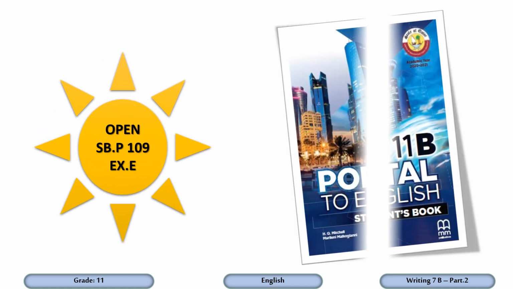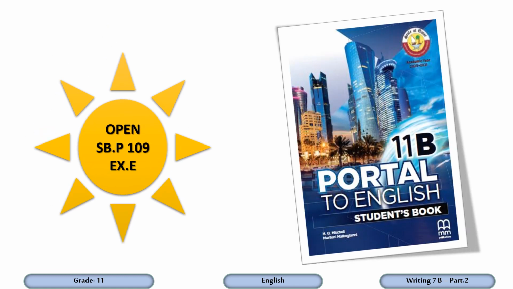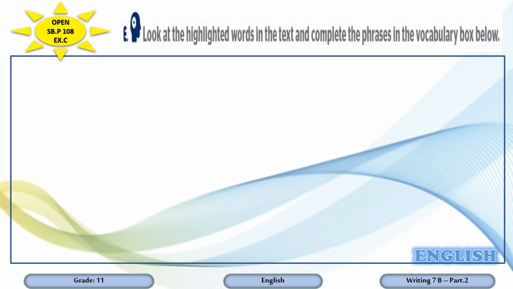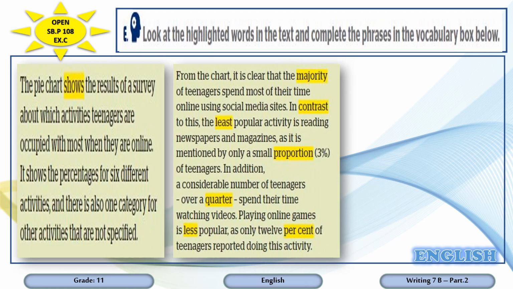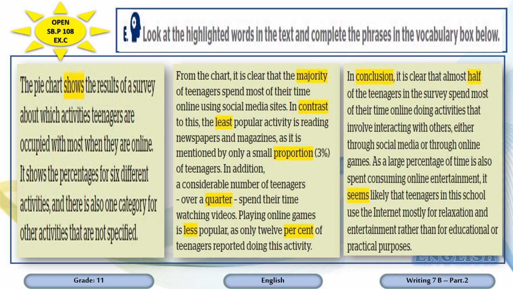Please open your students' books on page 109, exercise E. Look at the highlighted words in the text and complete the phrases in the vocabulary books. So, here is the text. On page 108, exercise C, look at the highlighted words, then we are going to use the highlighted words and phrases in order to complete the vocab books on page 109.